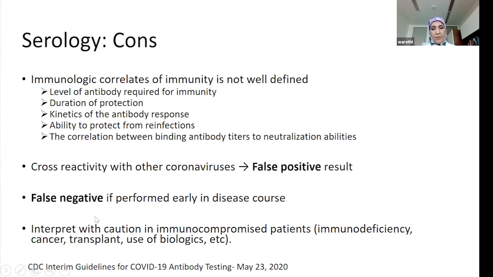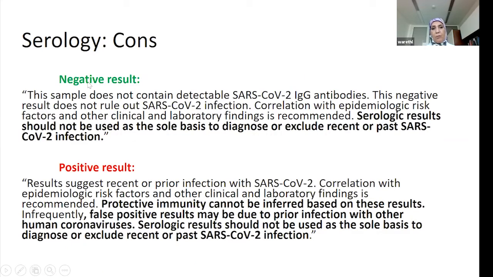You can also get a false negative early on in disease, or in patients who are immunocompromised, who are unable to mount an immune response, deficient or on biological agents. So this is why it is recommended to use interpretive comments when reporting a negative or positive result. With negative results, remind people that you cannot say, oh, your answer is negative, you don't have COVID. No, you have to do the RT-PCR to confirm whether or not somebody has COVID, not serology.